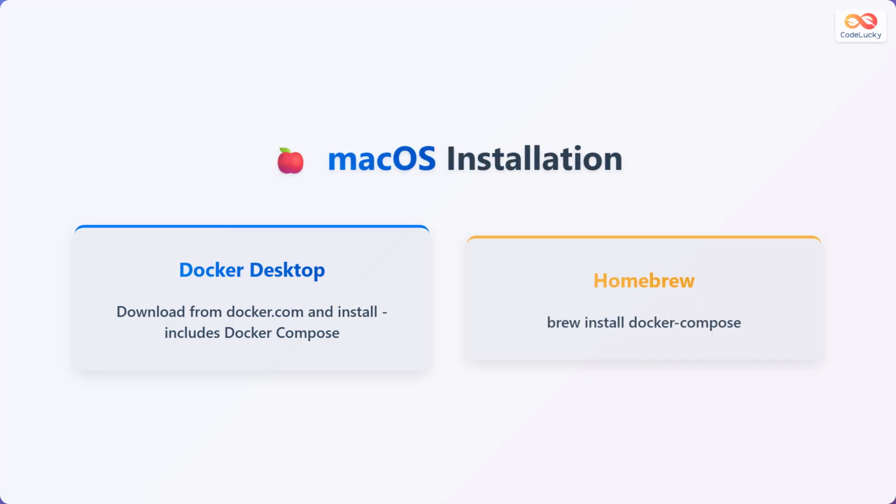On macOS, you can install Docker Compose using Docker Desktop, which includes Docker Compose by default. Alternatively, you can use Homebrew, a popular package manager for macOS, and simply run the command brew install docker compose.